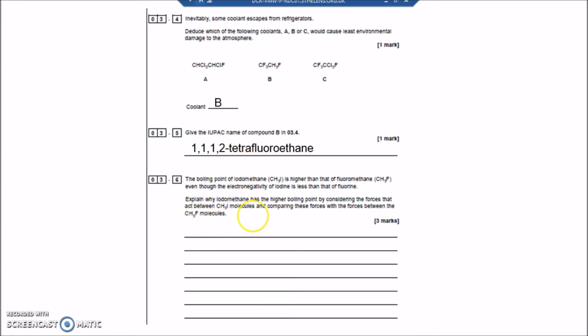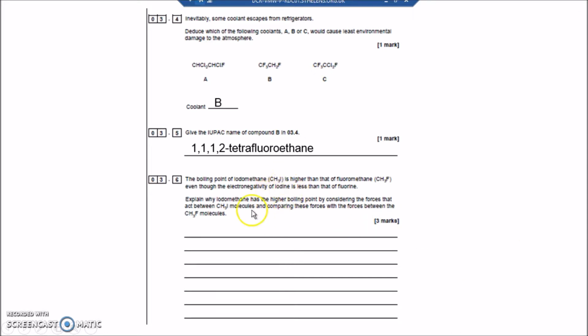The boiling point of iodomethane is higher than that of fluoromethane. Explain why, even though the electronegativity of iodine is less than that of fluorine. Well, first of all, iodine is further down group 7. It's low down in group 7, fluorine's at the top. So iodine is a bigger atom. Bigger atom, more electrons, more attraction to the nucleus of a neighbouring molecule, stronger van der Waals forces.